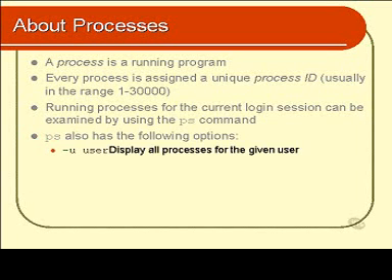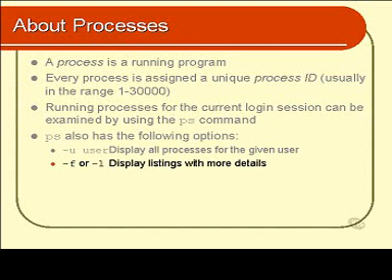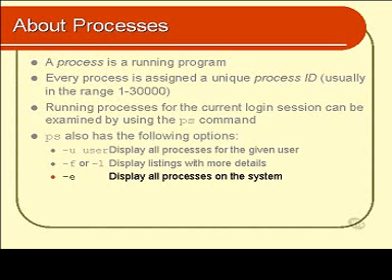You can specify the -u option. If you specify -u followed by a username, it will display all the processes for the given user. Then there's the -f or -l options, which both display the regular listing, in other words, just the processes for the current login session, but it displays them with more detail. And there's 2 basically different types of long listings. The -f listing will give you a different set of details to the -l listing. And then there's the -e option, which displays every single running process on the system. And naturally, there can be quite a lot of them.